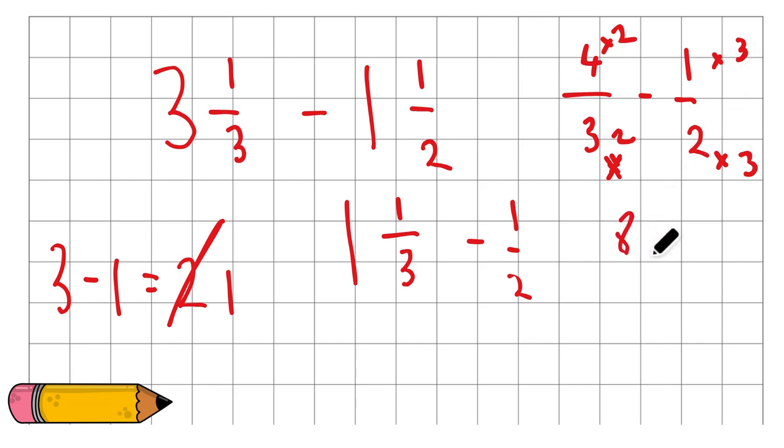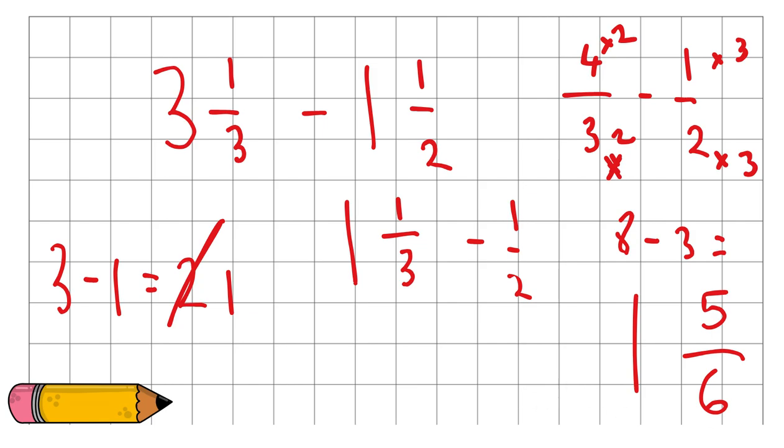So that would be like saying 8 take away, so 4 times 2 is 8, 1 times 3 is 3, that would leave me 5. We know that the new denominator is 6, and now our answer, bringing back that 1 because we've used up the 1 here, we have 1 and 5/6.